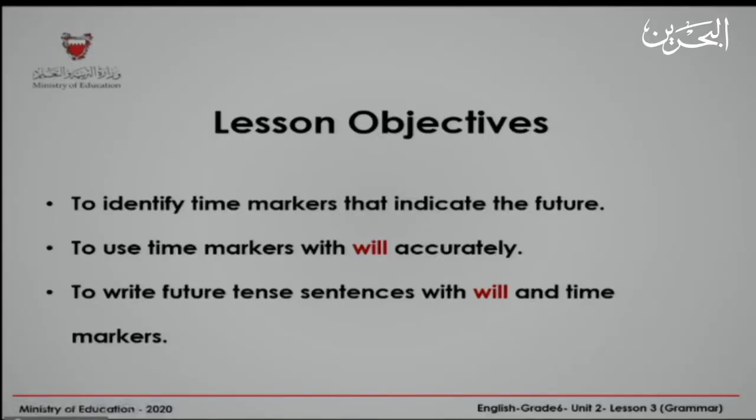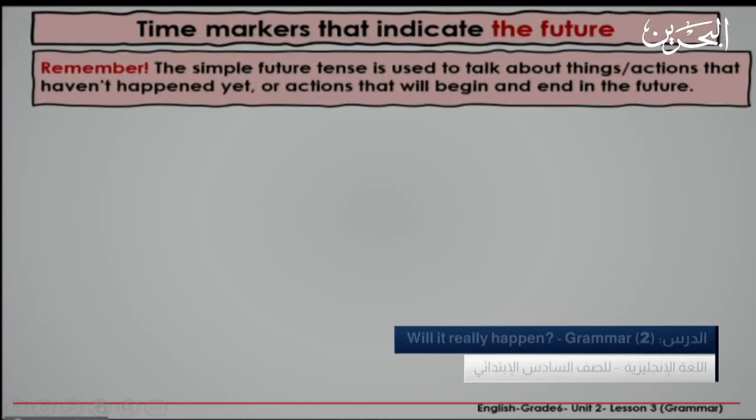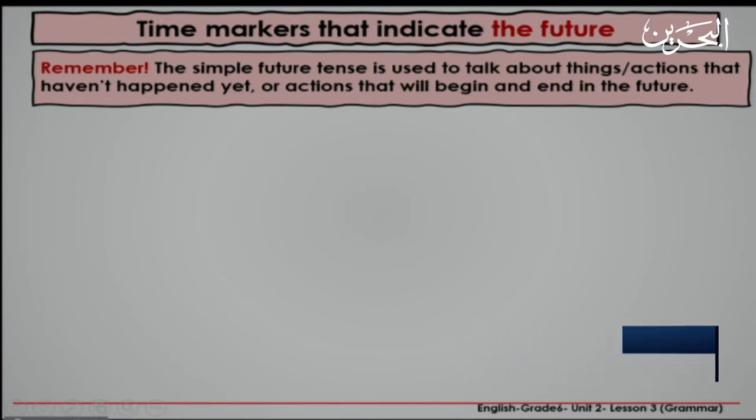Today we are tackling three objectives and they are to identify time markers that indicate the future, to use time markers with will accurately, to write future sentences with will and time markers. Remember, the simple future tense is used to talk about things or actions that haven't happened yet, or actions that will begin and end in the future.